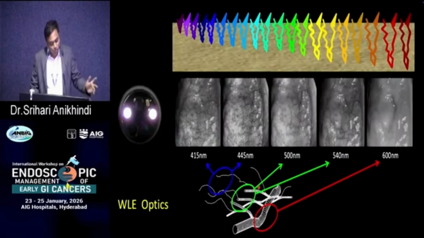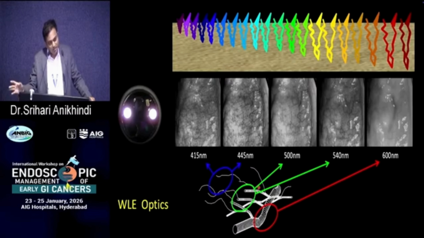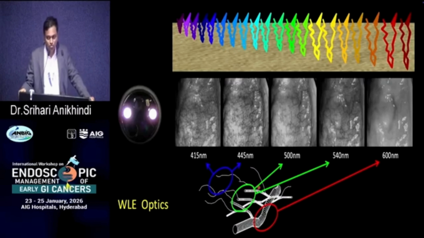So how do you look for it? We all know that when you use a white light endoscopy, white light has this entire spectrum starting from the violet to the red, and this has deeper penetration also. So it will be focusing on all kinds of vessels, not particularly focusing on the superficial vessels. So we might not be able to pick it up very clearly.